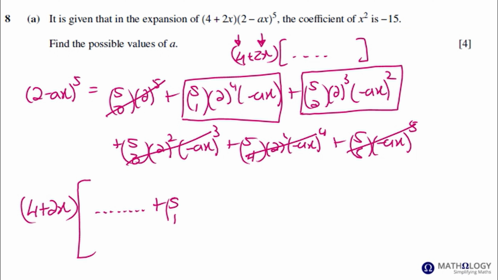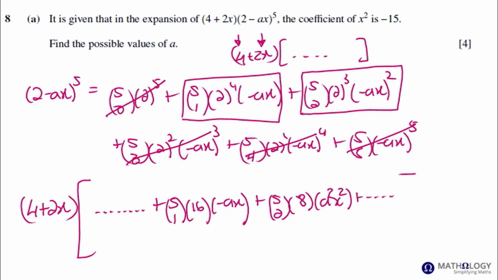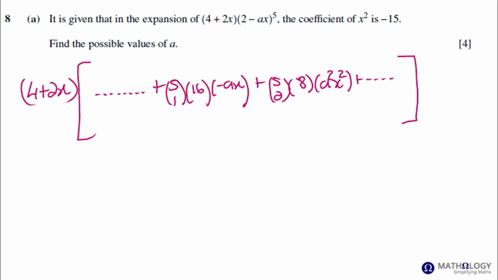So 5 choose 1. We'll just expand this. That's going to be 2 to the 4 is 16 times −ax, plus 5 choose 2 times 2 cubed, which is 8, and then (−ax) all squared is going to be a squared x squared. And then we have the terms that come after that. So we're now looking for terms that are going to give us terms in x squared. So we're going to look at this term and that term.